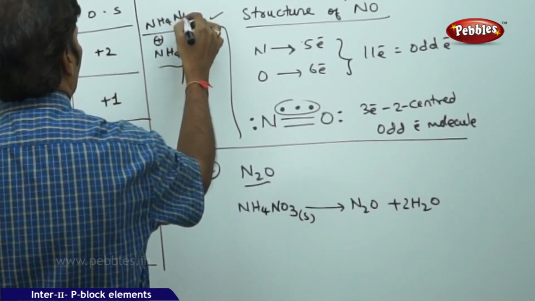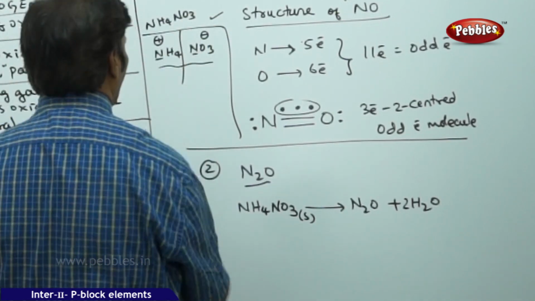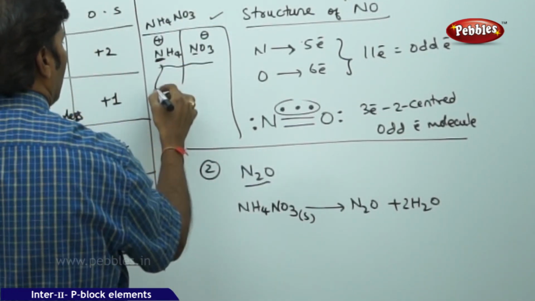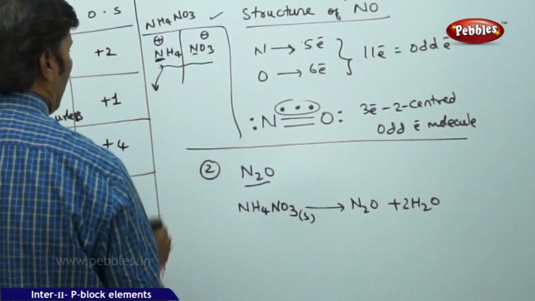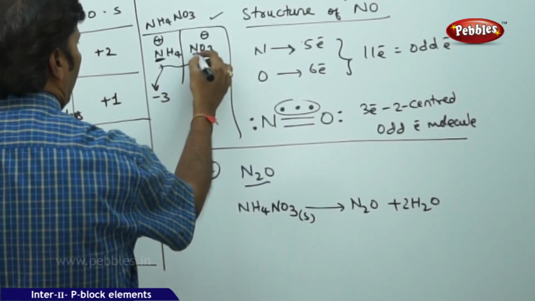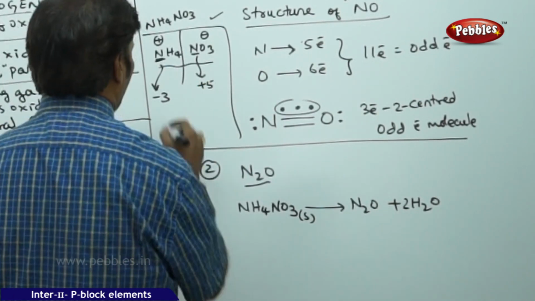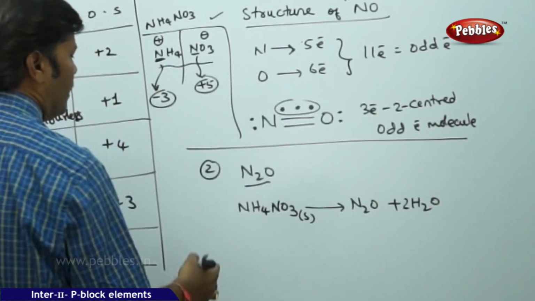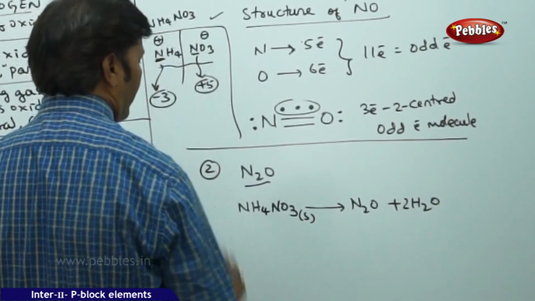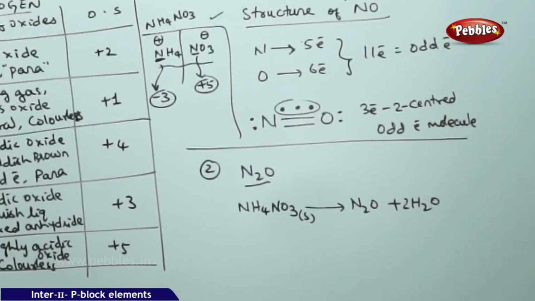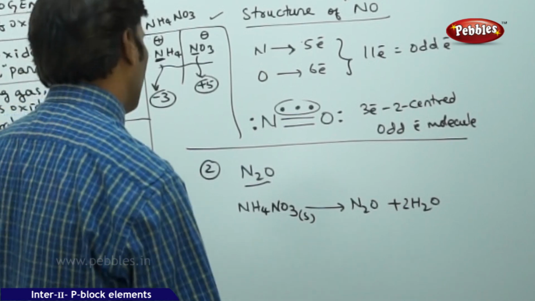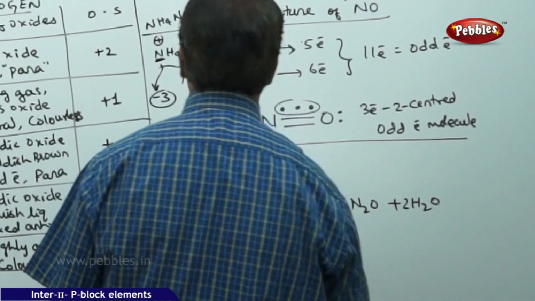What is the oxidation state of nitrogen in both these cases? In the ammonium cation, the nitrogen oxidation state is -3, and in the nitrate ion, the nitrogen oxidation state is +5. So it has both oxidation states, -3 and +5. So 2 types of oxidation states are there. This is one point which you have to keep in your mind.